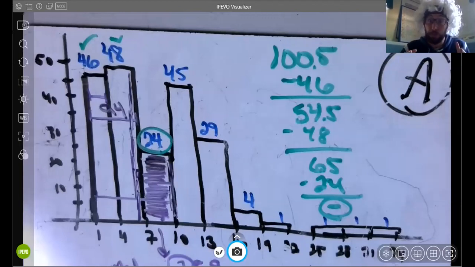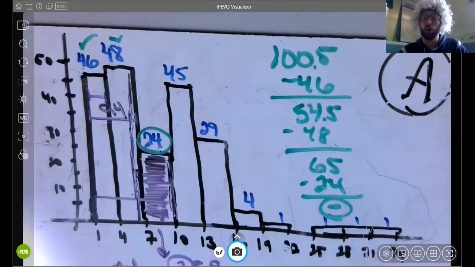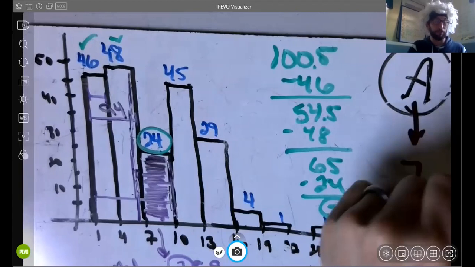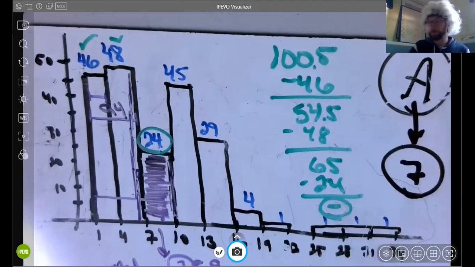So we're going to have to put this into words. But to recap, for high school A, the median has to be 7 because the median's between the 100th and 101st data values, and those data values would fall in the bin from 7 to 10. So we know high school A has the median of 7. All right. Now we got to do the same thing for B.